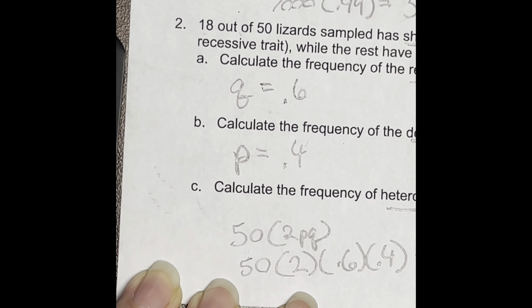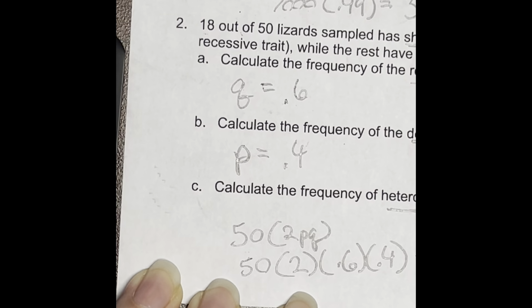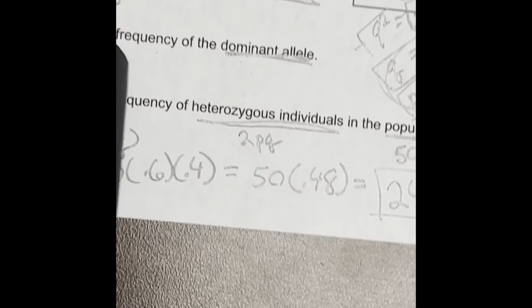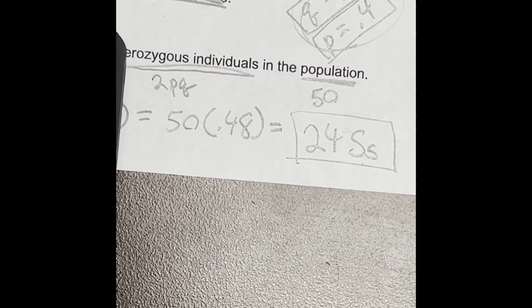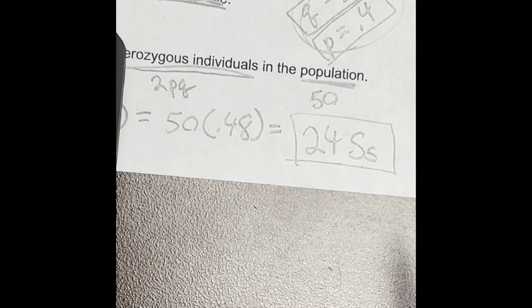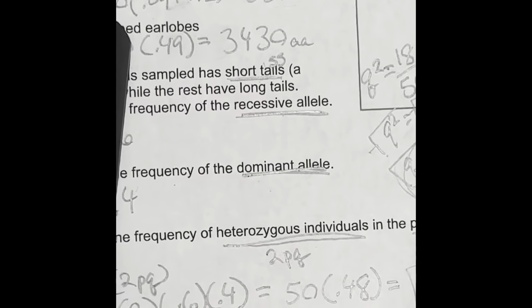So if I'm going to write that out, 24 individuals would be heterozygous. We have one more practice problem.